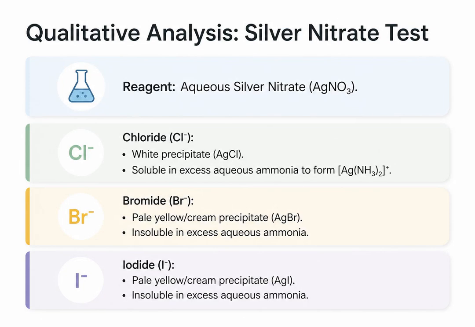The silver nitrate test is highly effective for distinguishing halides based on both the color and solubility of the resulting precipitates. Chloride forms a white precipitate that easily dissolves if you add excess ammonia. Bromide and iodide both form pale yellow or cream precipitates, but unlike chloride, they will not dissolve in excess ammonia.